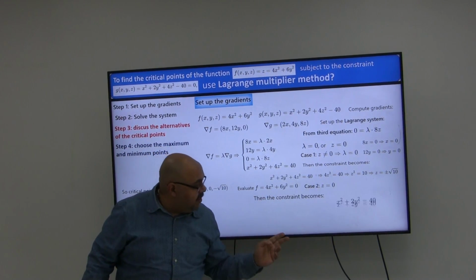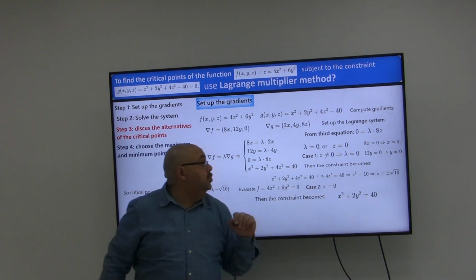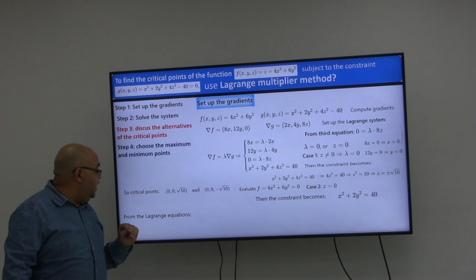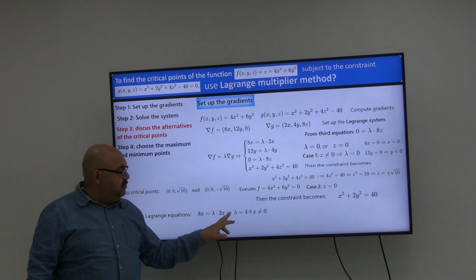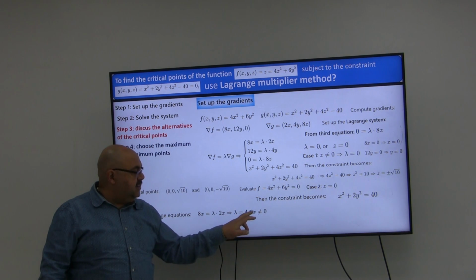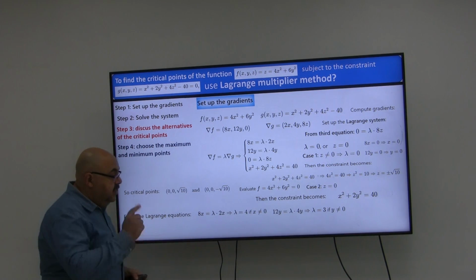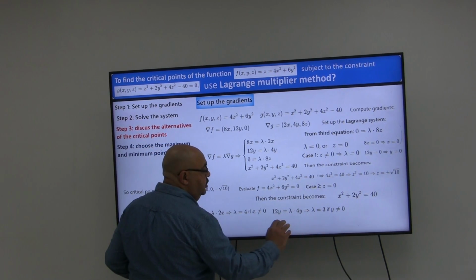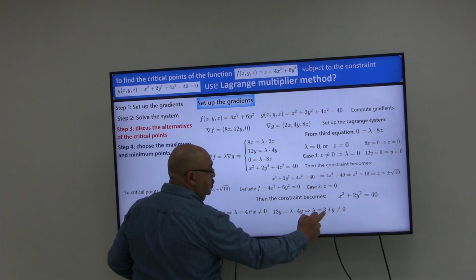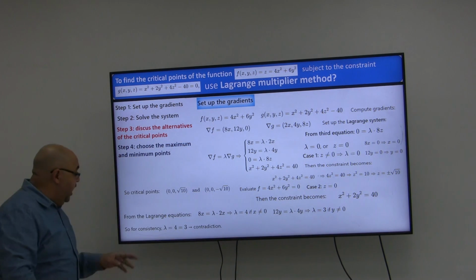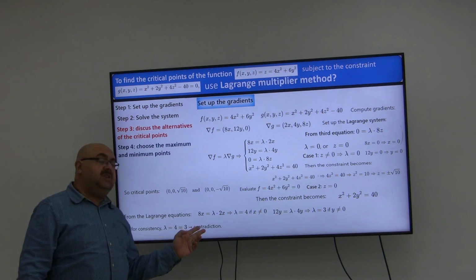So then the constraint becomes, in this case, x squared plus 2y squared equal to 40. I will start using the upper equations, which state from the Lagrange multipliers, you have 8x equal to lambda times 2x, which means lambda is equal to 4 if x doesn't equal 0. Okay, that's the probable value of lambda. Then once more, I will take this value and substitute, so it's going to be 12y, which equals lambda times 4y. Lambda is equal to 3 if y doesn't equal 0. Now you have lambda equal to 4 and 3, which is a contradiction.